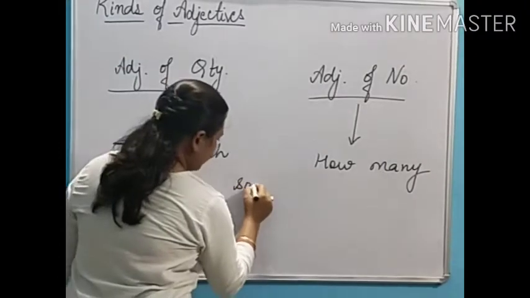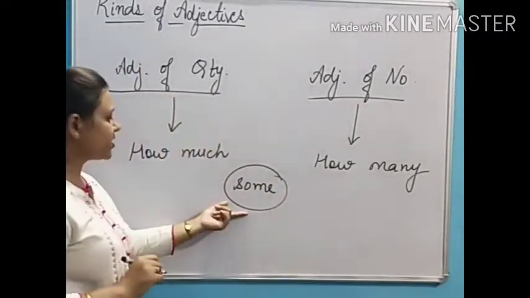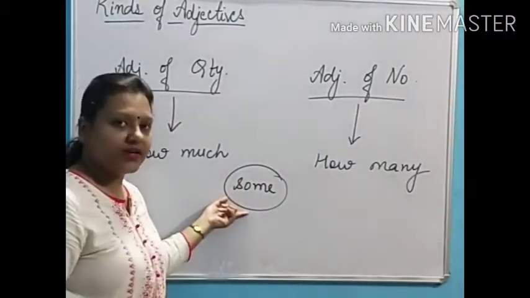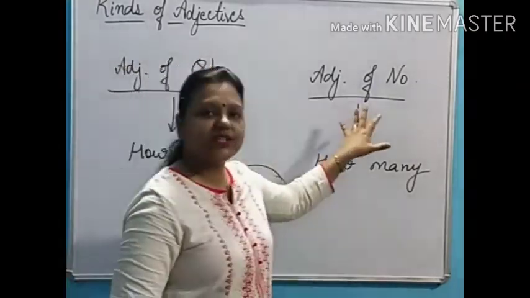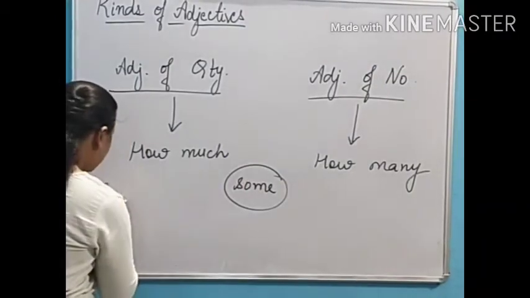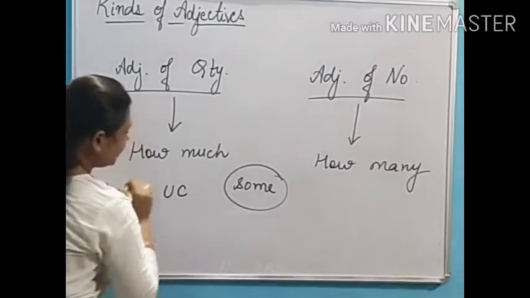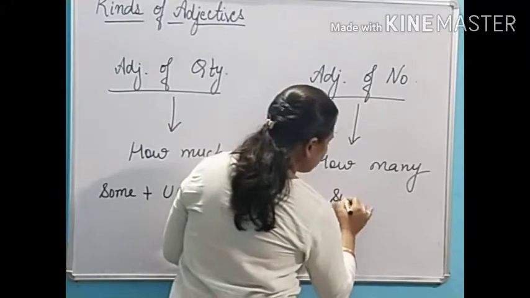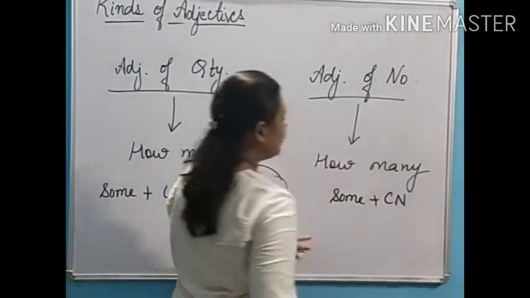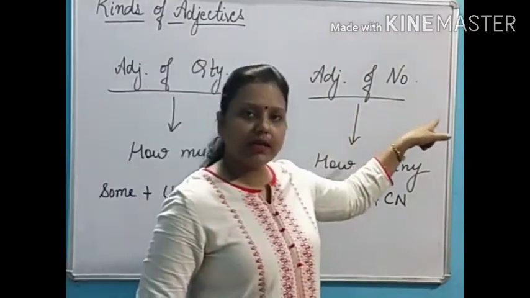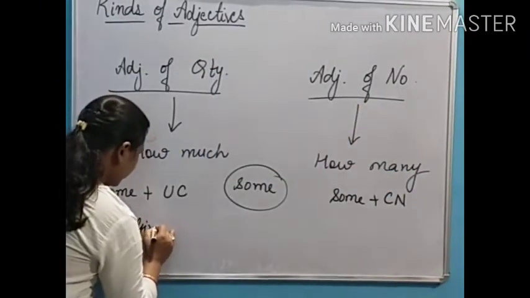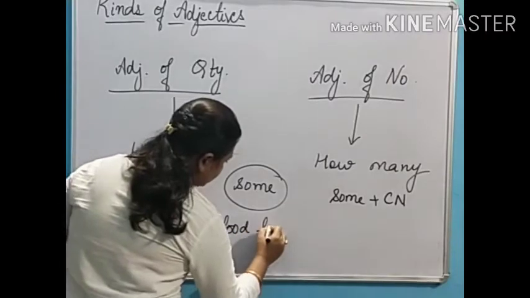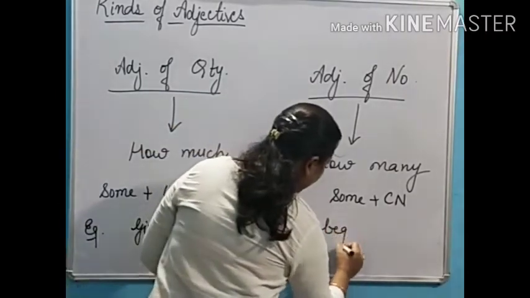Let's take one example, some. Alright, some is an adjective. Now, I write two sentences on the board and the usage of this word will make you understand whether it is adjective of quantity or adjective of number. When some is used with an uncountable noun, it will fall under the category of adjective of quantity. And when some is used with a countable noun, then it will fall under the category of adjective of number. For example, give some food to the beggar.